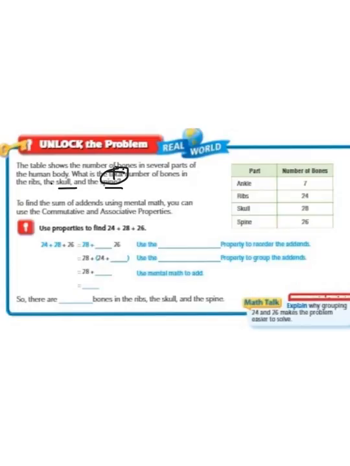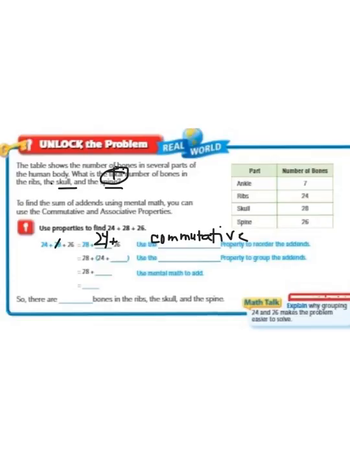So, to find the sum of addends using mental math, you can use the commutative and associative properties. So, we're going to use properties to find 24 plus 28 plus 26. So, we have our 24 plus 28 plus 26 equals the same thing as 28 plus 24 plus 26. Doing it that way, we have used the commutative property to reorder the addends.